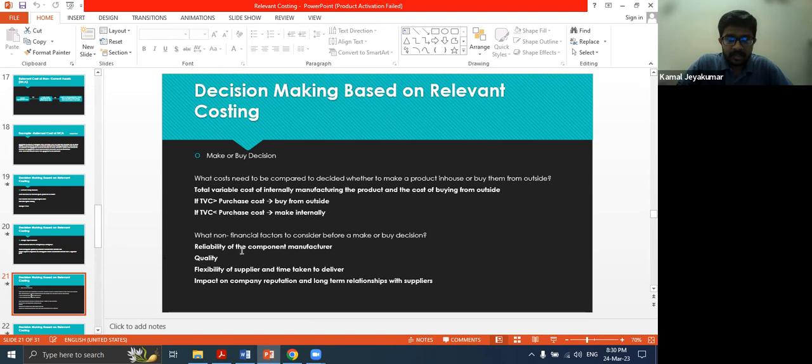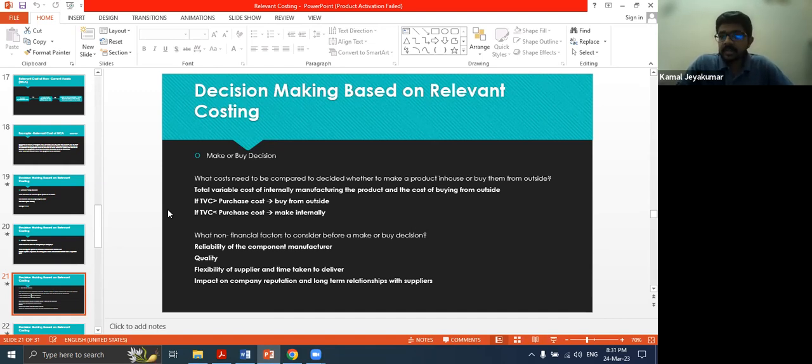Now, there are some non-financial factors you may have to consider, like the quality of the product and the reliability of the outside manufacturer. Even if somebody is cheaper, you have to see whether you can rely on them to continuously make a product, right? Also the flexibility of the supplier and the impact on company reputation, like if the third party manufacturer is not ethically producing, whether you will have any reputational issues and things like that.